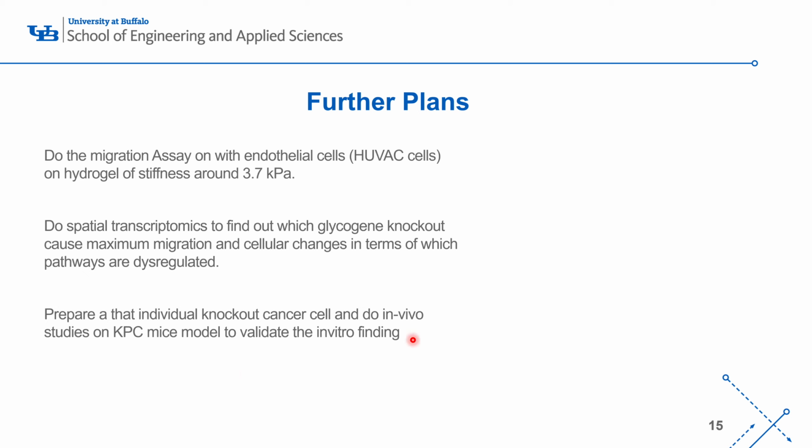By comparing these in vivo results and the in vitro results in terms of the cellular changes and the migration that we have observed, we will be able to find out the glycogenes that have more say in this change in the pancreatic cancer cells, or that cause more proliferation and migration in the pancreas.